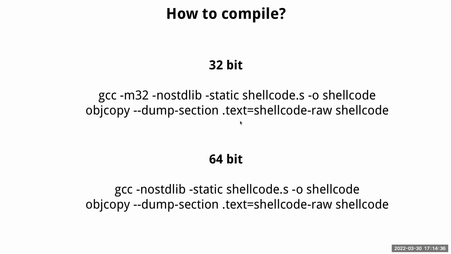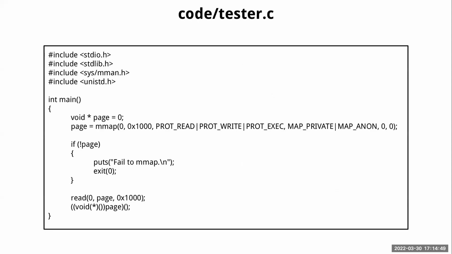Then we can dump that section, then we can get the shellcode itself, those several bytes. The 64-bit, the same thing. That's how we are going to get the bytes. So that I use our program to test if your shellcode works.